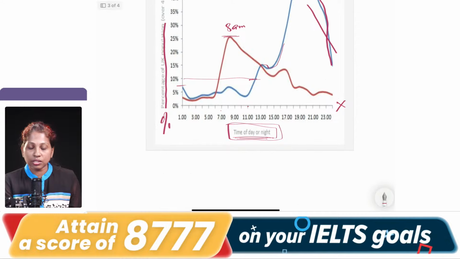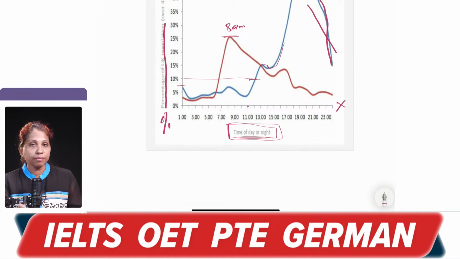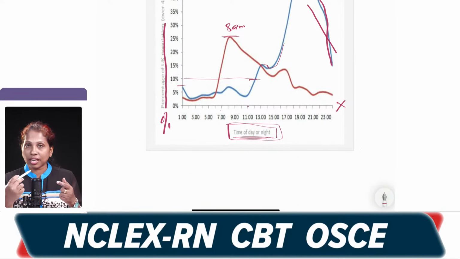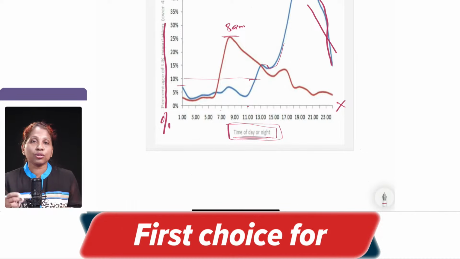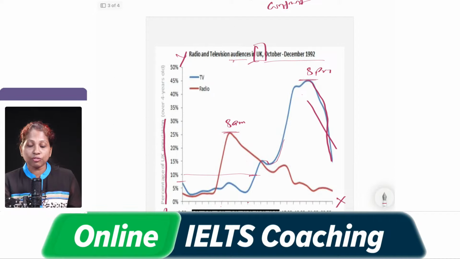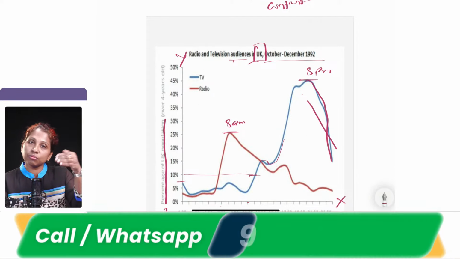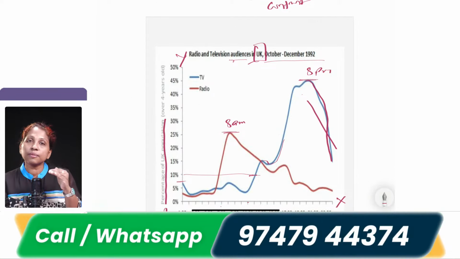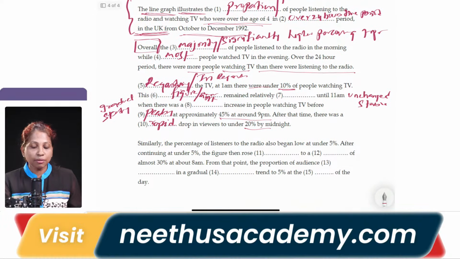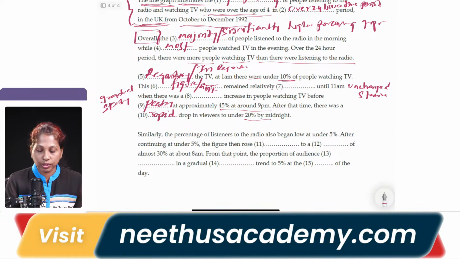Starting at 1 o'clock, starting at early morning it is less than 10, which remains the same till 11 a.m. It is the same, under 10%. From 11 a.m. it is steadily growing, not rapidly, steadily growing, peaking at 45% by 8 to 9 p.m., and then from there it is falling down rapidly to 20% by 11 p.m. That will complete your first paragraph, okay.